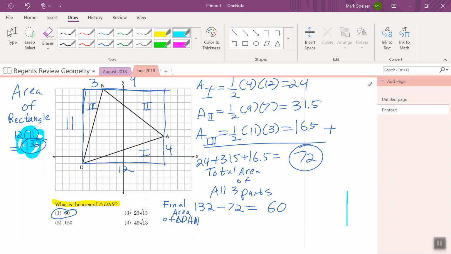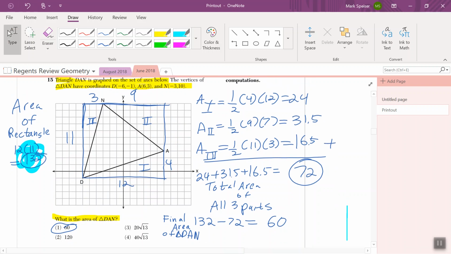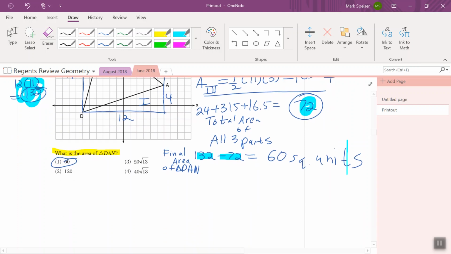Now that we have the area of each of those 3 triangles, we find their sum. 24 plus 31.5 plus 16.5 is 72. Take that from the total area of the rectangle, which is 132. Subtract out the sum of all 3 triangles, which is 72. And you're left with 60 square units, which is choice number 1. On to the final question for this video.